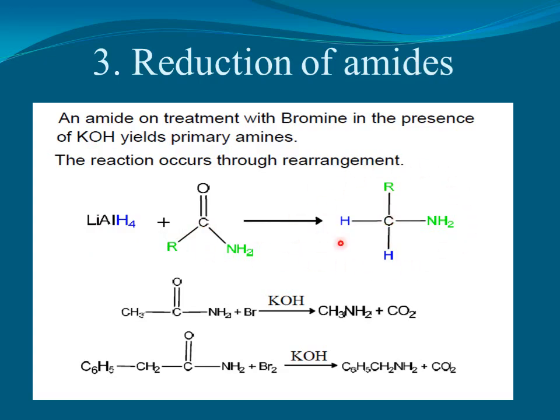Look at this example. This is an amide. When we are going to use bromine in the presence of potassium hydroxide, one of the carbons will be converted into carbon dioxide and the rest you are going to get an amine. This is a primary amine.